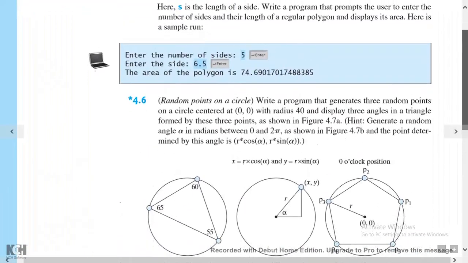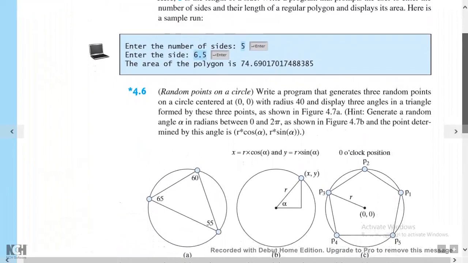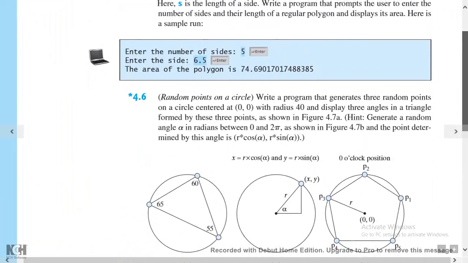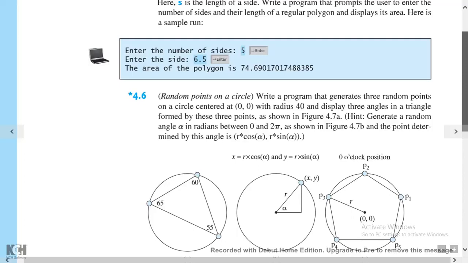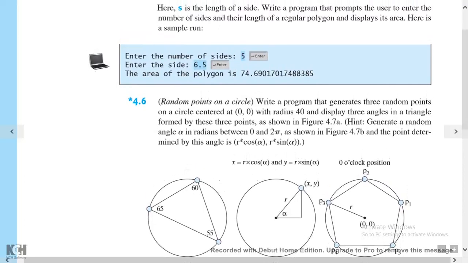So how can one go about doing this? What we can do is to simply go, let me first read through the question. We want random points on a circle. That's what we want, right? We gotta write a program that generates 3 random points on a circle centered at the origin, with radius 40, and display 3 angles in a triangle formed by these 3 points, as shown in figure 4.7a.